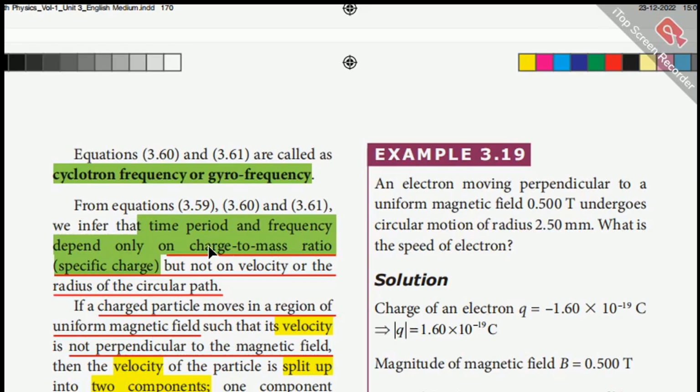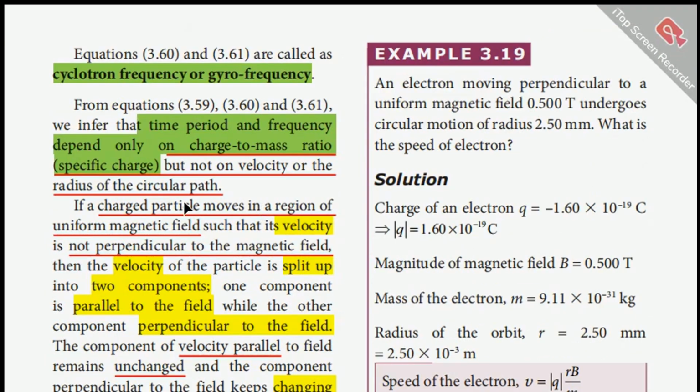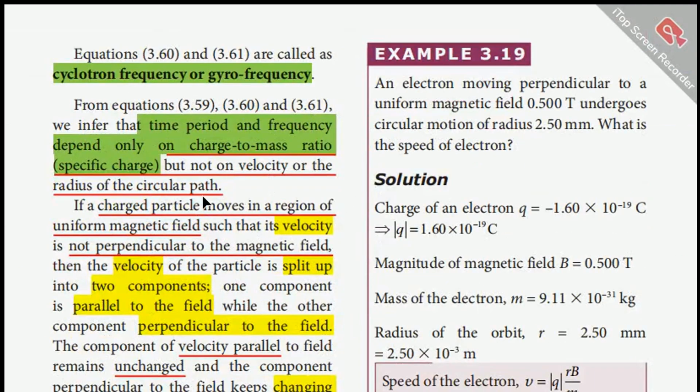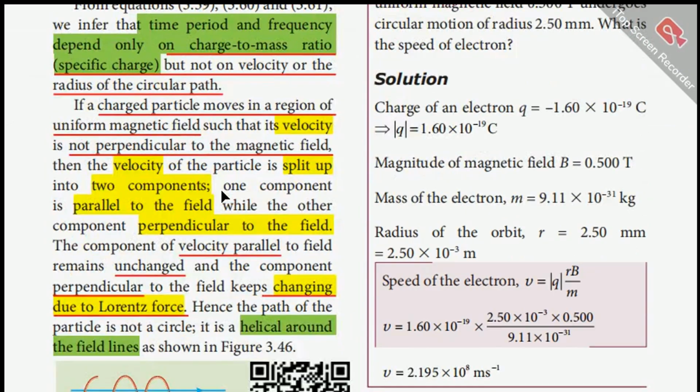And from this equation, we infer that the time period and frequency depend only on the charge to mass ratio, that is the specific charge, q by m, but not on the velocity or the radius of the circular path.